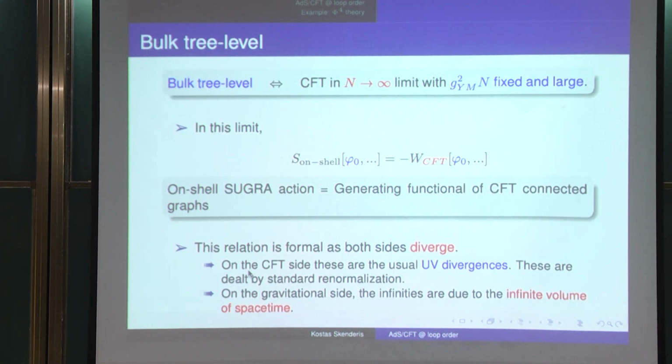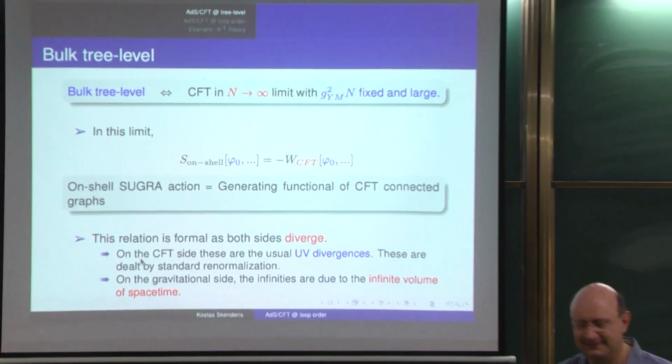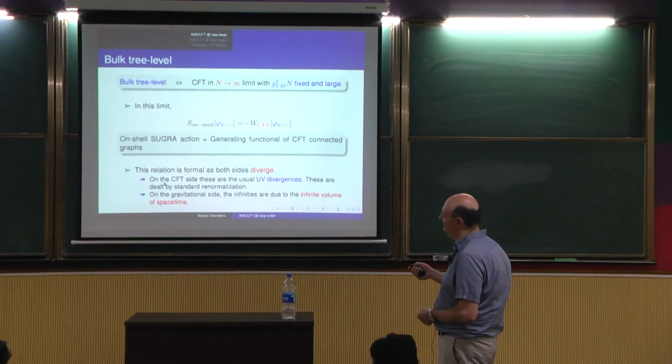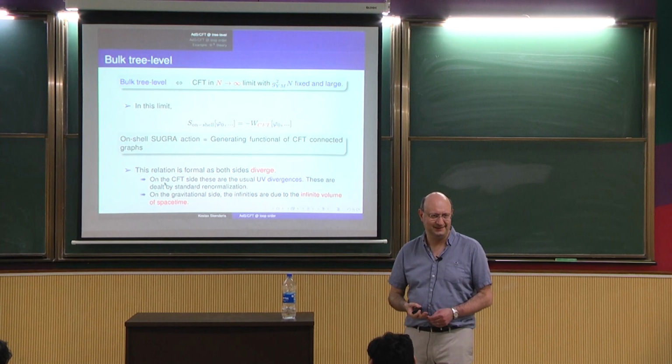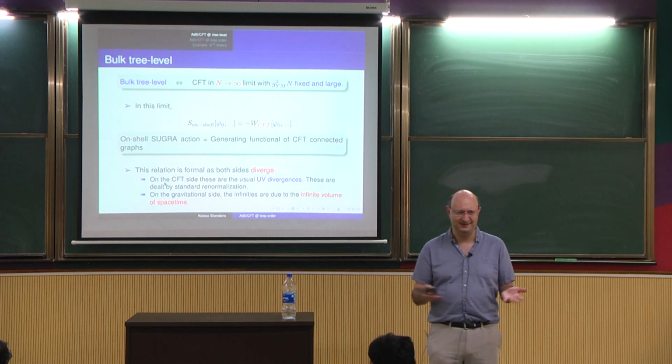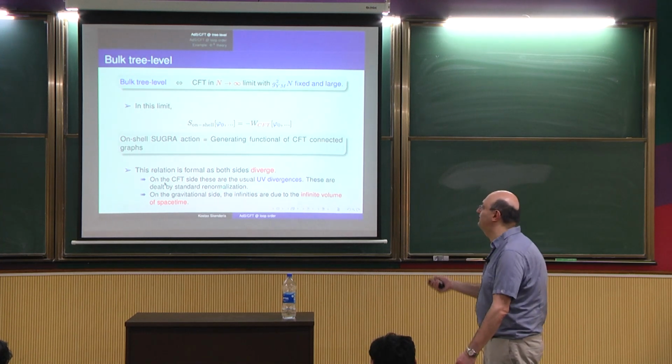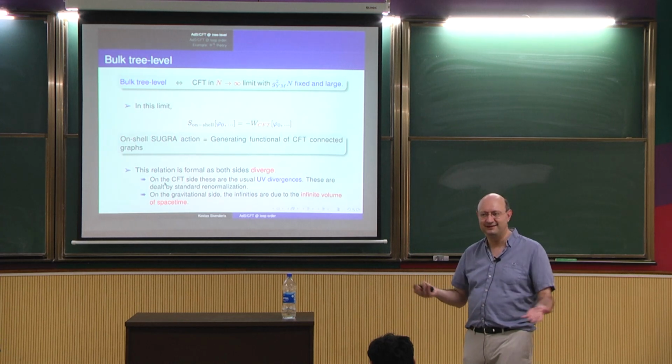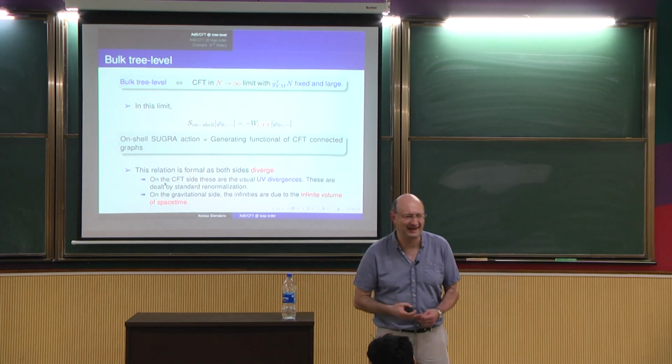Okay. Now, at the face of it, this is infinity equal to infinity. So I could have written anything there, which would still be correct, because the right-hand side diverges because of the usual short-distance singularities, and the left-hand side diverges because of the infinite volume of space-time, because the on-shell value of the action contains an integral over all space-time, so it's infinite. So I could have written here, S square equal to W. It would still be correct at this level of discussion.